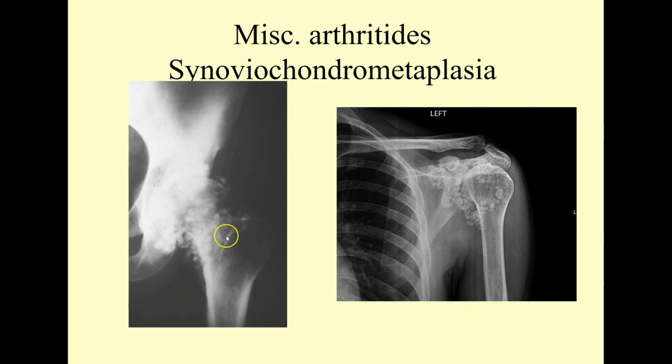And again, it looks like there's just a bunch of small joint mice in here, right? And this is one of the classic presentations. This is far too much joint mouse to be a post-traumatic finding. So this view actually makes it quite easy to say synovial chondrometaplasia. Now, why would you ever go looking for this?